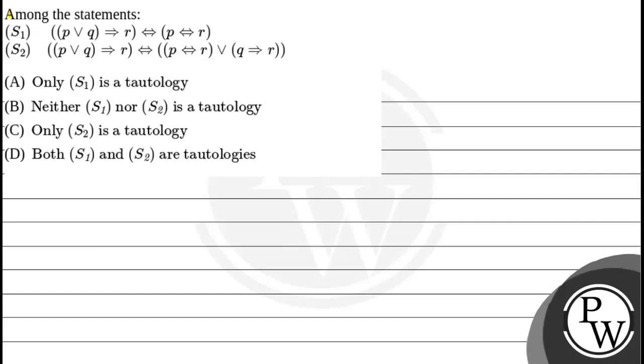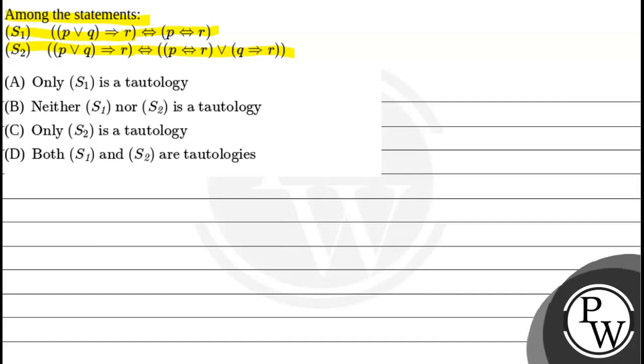The question says, among the statements, where statement 1 says, P or Q implies R, if and only if P if and only if R. And statement 2 says, P or Q implies R, if and only if P if and only if R, or Q implies R. So here we have 4 options given. We have to find which of the statements is a tautology or which is not.